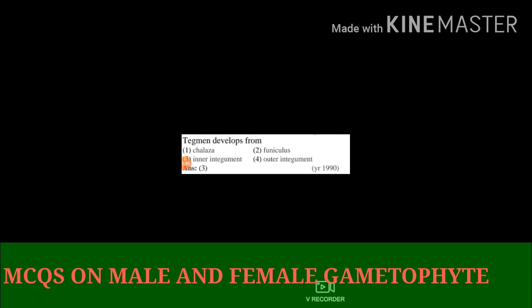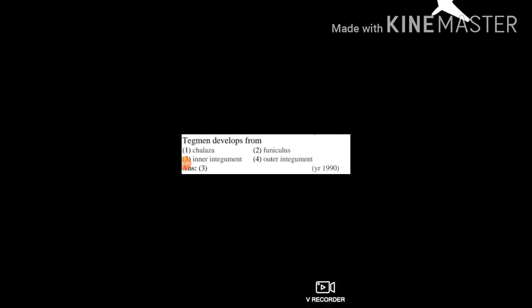Next question: tegmen develops from. Tegmen is the covering of the seed, that is, the testa and tegmen. Testa is the outer covering of the seed and tegmen is the inner covering of the seed. That means in the ovule, after maturity, the inner integument converts into tegmen and the outer integument converts into testa. Here the answer, option number 3, inner integument, is correct. This question was asked in 19.